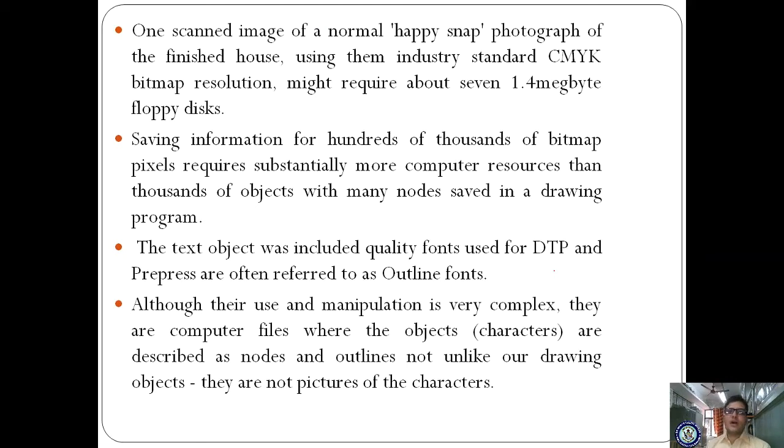Now, one scanned image of a normal happy snap photograph of the finished house, using the industry standard CMYK bitmap resolution, might require about 7 1.4 megabyte floppy disks. Please observe this point: one photograph, scanned in cyan, magenta, yellow colors at bitmap resolution, might require about 7 1.4 MB floppy disks. It means 7 disks are required to store one single photograph. Please make a note, it requires that much resolution.